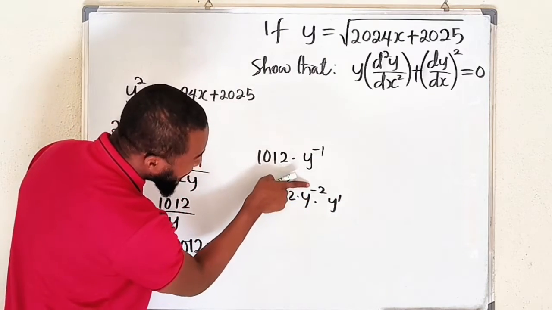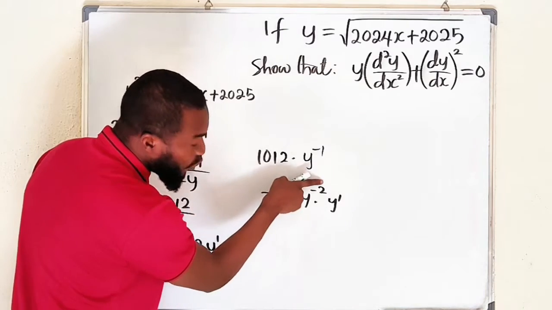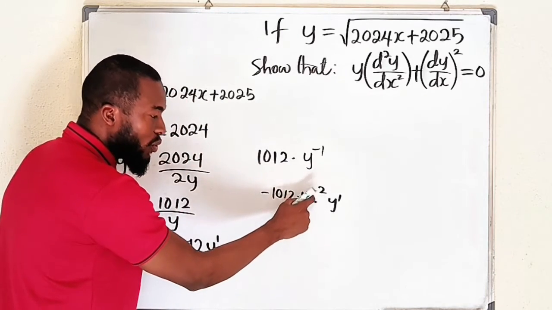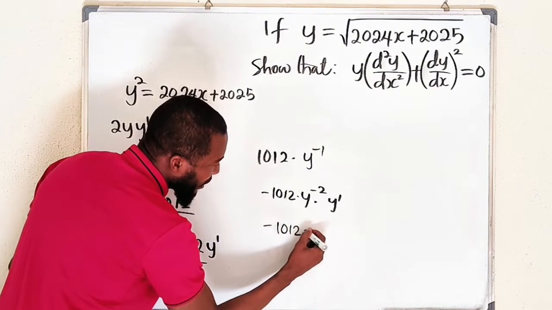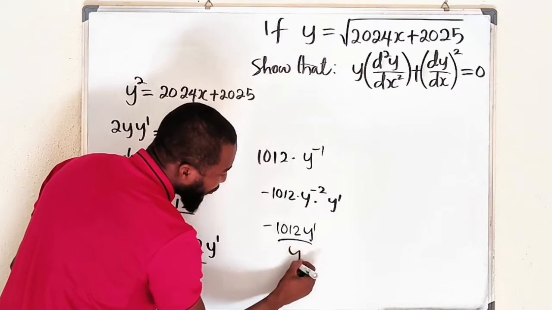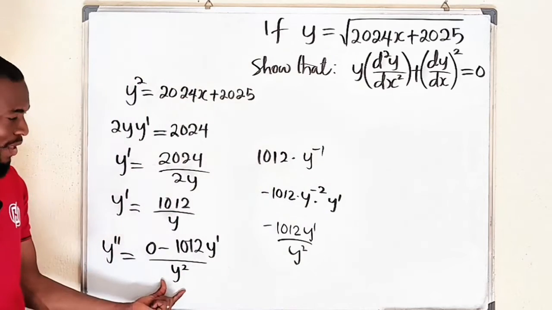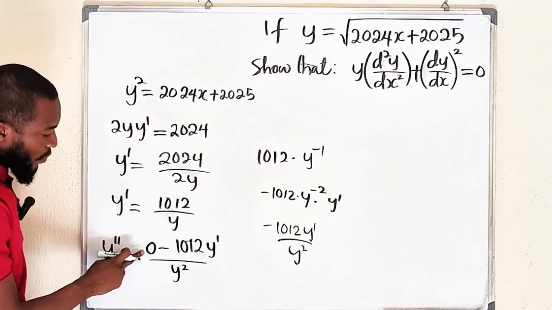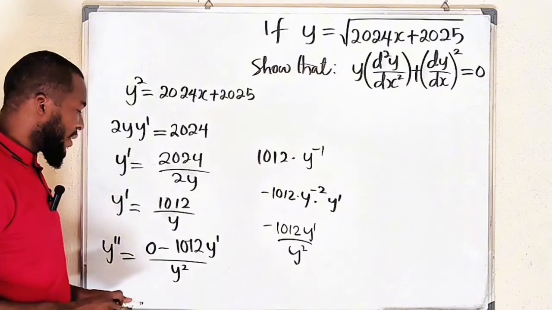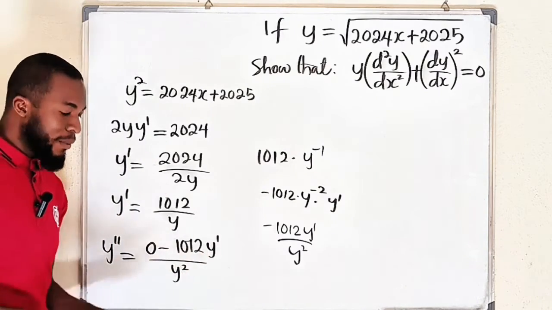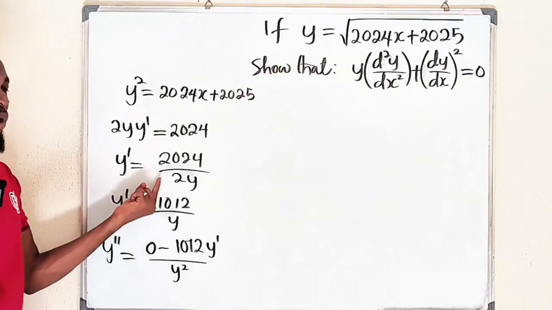So this is negative y to the 2. If you want it to be positive, you have to drop it down. So you have negative 1012 times y prime divided by y squared. That is exactly what we have here, because this 0 will definitely go, right? So let's move to the next step and substitute y prime, because we already have y prime here.